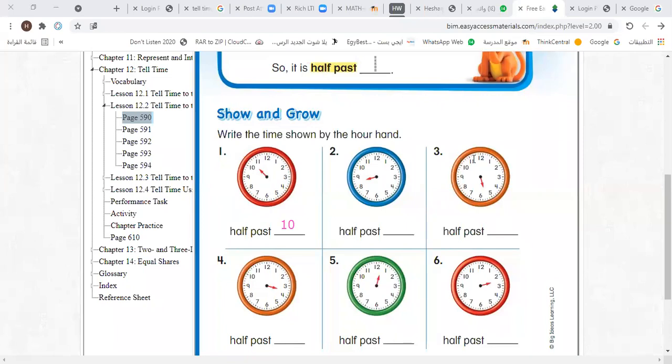I'll choose Omar Ammar. Hello, Omar, how are you? Fine, thank you. Omar, what's the time in number 2? The hour hand is at the halfway between 8 and 9. So it's half past 8. Yes, excellent boy. It's not half past 9. Grade 1, please don't say half past 9. It's wrong. Take the previous number. It's half past 8.